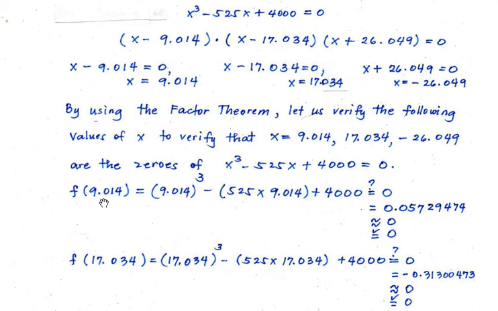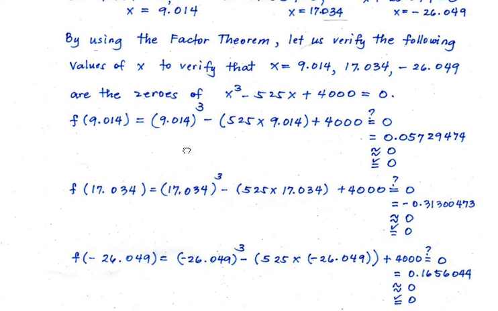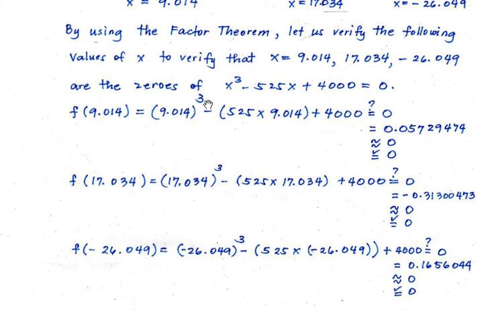What is f of 9.014? Well, convince yourself. You can pause this video and get your calculator and calculate it with me. So this is your basis here. This is our x, cube it, minus 525 times this x at 9.014 plus 4000. Is this really equal to 0? Calculate it yourself. And actually, you can find in your calculator, it's 0.0572947, which is estimated to be equal to 0. And yes, it's equal to 0.